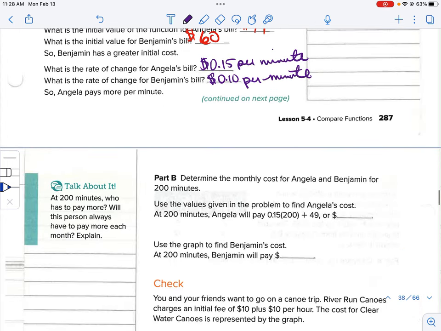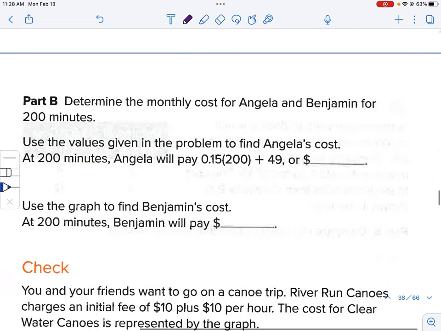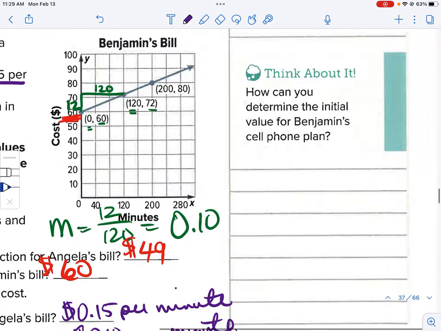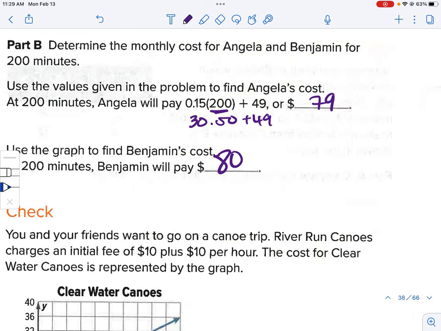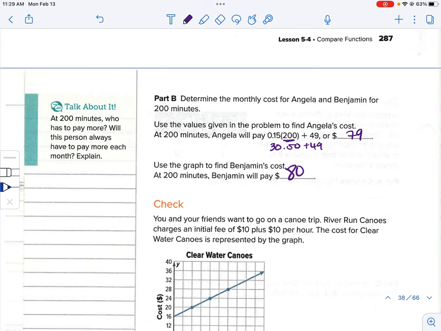So then, right here, it wants to know the monthly cost for 200 minutes. So all we would do is plug in 200 into this equation, and that would get me 30 plus 49, that it would get me $79. Now we look at the graph at 200 minutes. So 200 minutes is right here. So if I look straight up, I'm going to get that it cost $80. Okay.